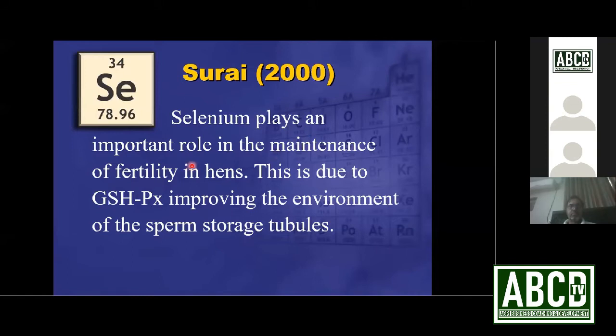Selenium plays an important role in maintenance of fertility in hens, and this is due to glutathione peroxidase improving the environment of sperm storage tubules. This is the opinion of one very famous scientist called Peter Surai.